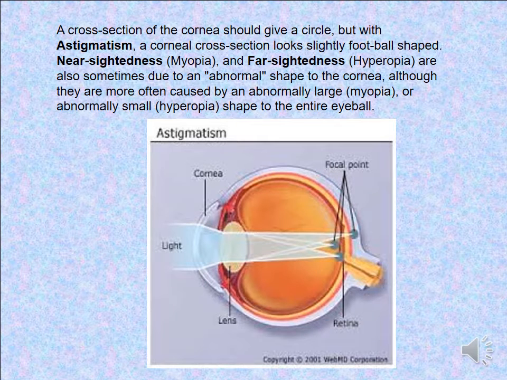When you take a cross section of the cornea, it should give a circle, but in certain conditions it does not have a circular shape. It is round in a cross section of the cornea. In certain conditions, such as astigmatism, a corneal cross section looks slightly football shaped. It is an American football, not an ordinary football.